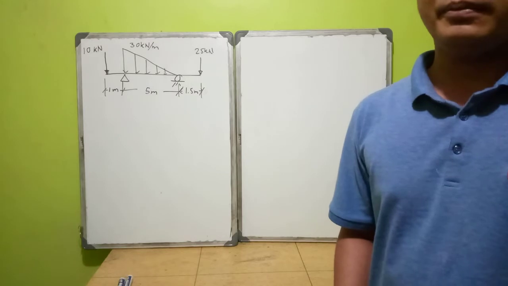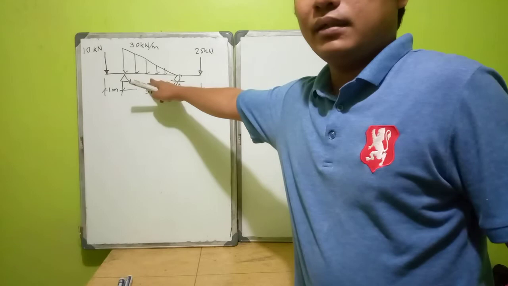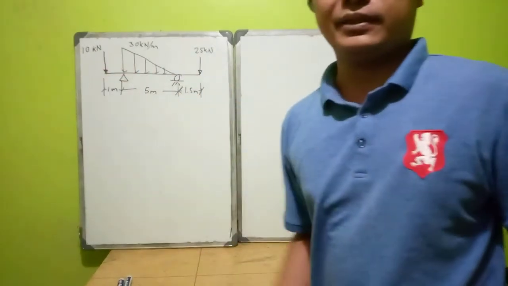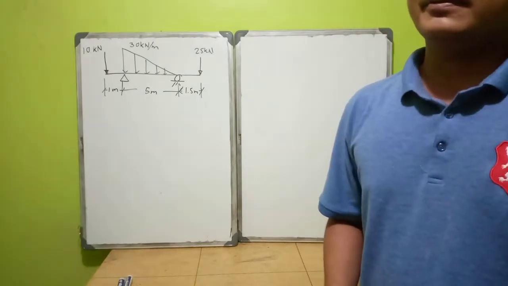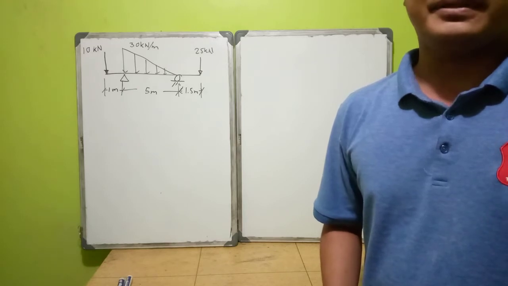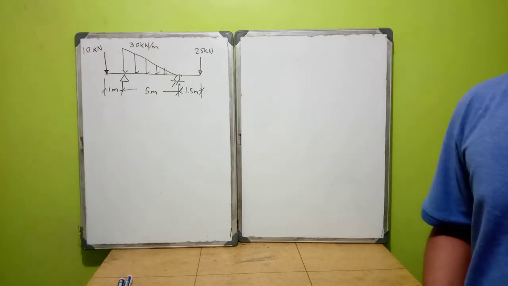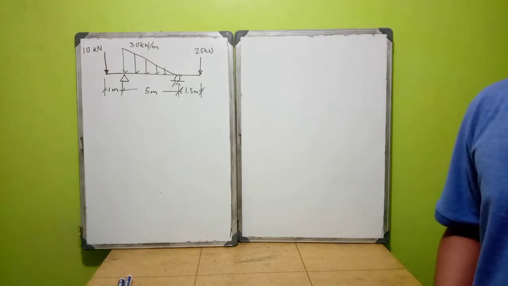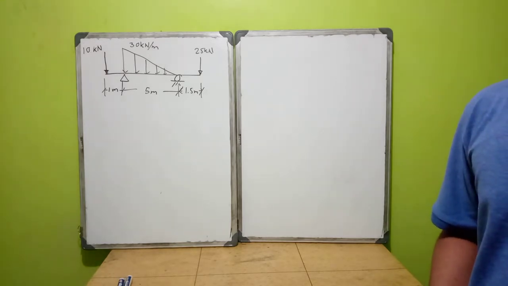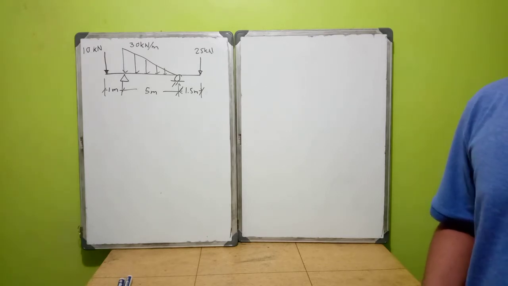Both sides have overhangs, and it is a combination of a simple span and two overhangs on both sides. So let us try to draw each shear and moment diagram. First of all, we need to determine its reactions so that we can compute and construct its shear and moment diagram.